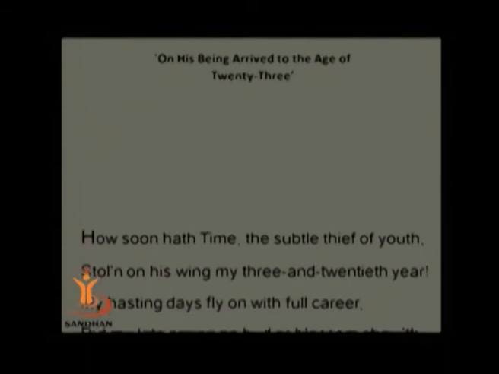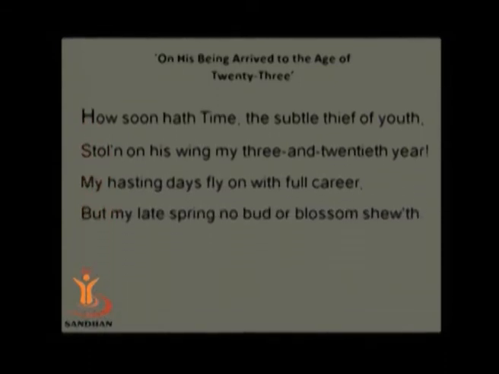Now, in order to comprehend the poem, we will again divide it into quatrains. Quatrains because those 4 lines can be easily read on these slides, and that is why these lines are divided into quatrains. So it's for the practical purpose, but Milton does not divide them in those quatrains. So how soon hath time, the subtle thief of youth, stolen on his wing my three and twentieth year. My hasting days fly on with full career, but my late spring no bud nor blossom showeth. These are the first 4 lines that express an idea.